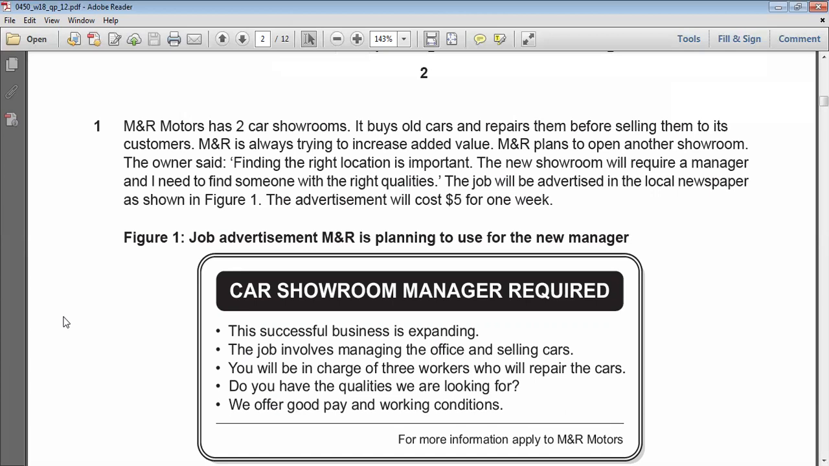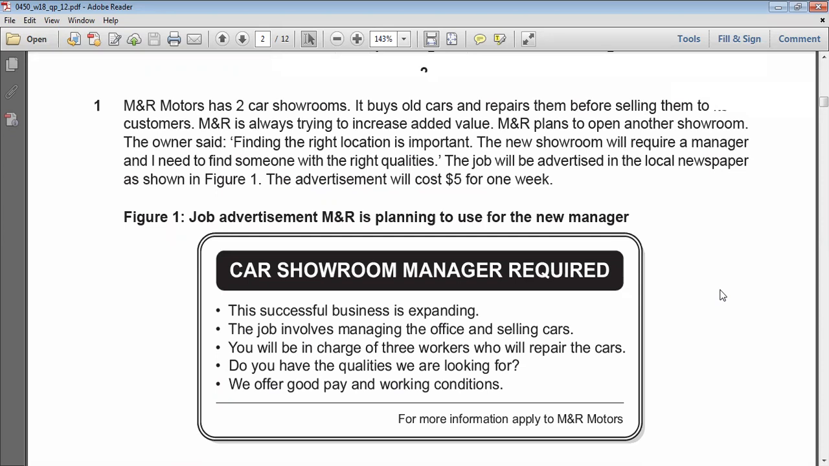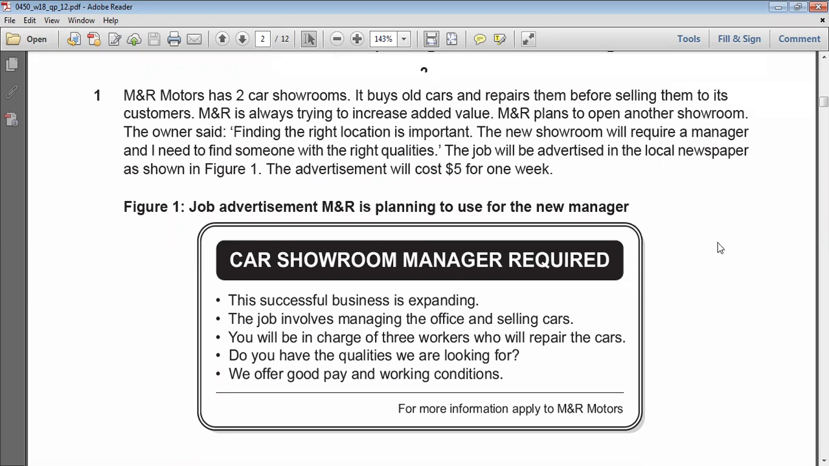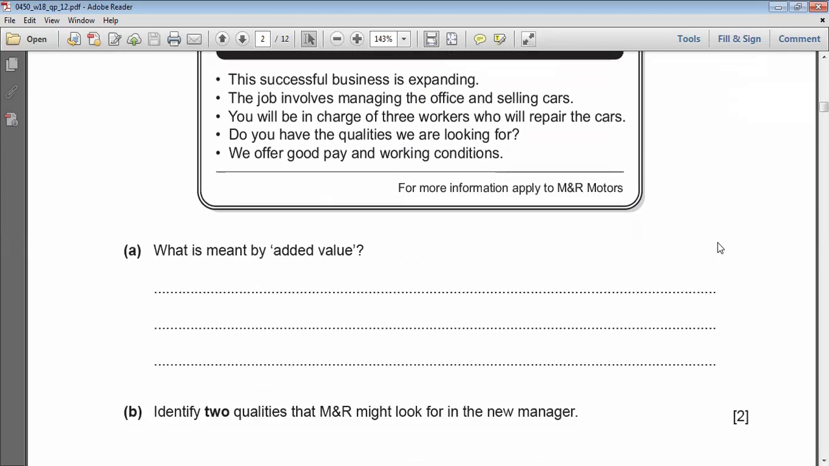Context is shown if you can tell some info about the business. Let's say you can say that they have 2 car showrooms, that they buy old cars and repair them, that they are always trying to increase added value, that they plan to open another showroom, that the job will be advertised in the local newspaper, that the advertisement will cost $5 for 1 week. So these are the information that you can get from the text that shows your understanding of the business.